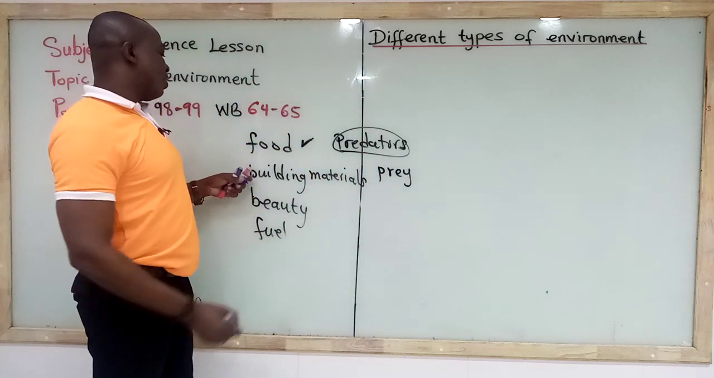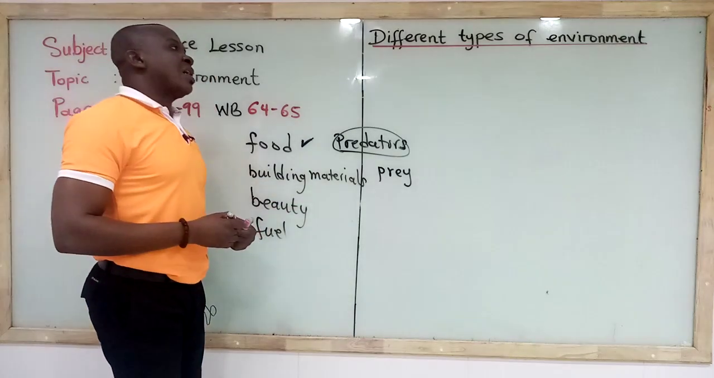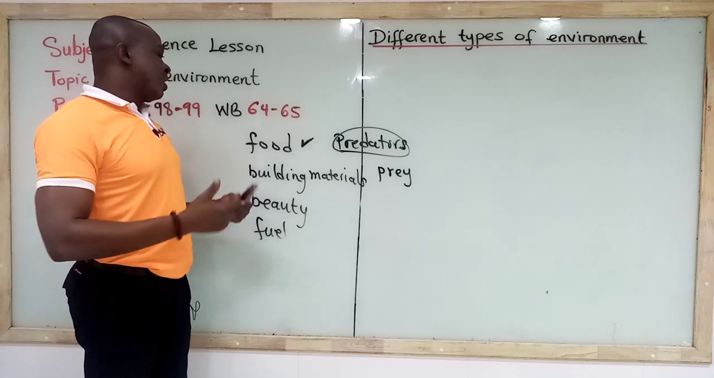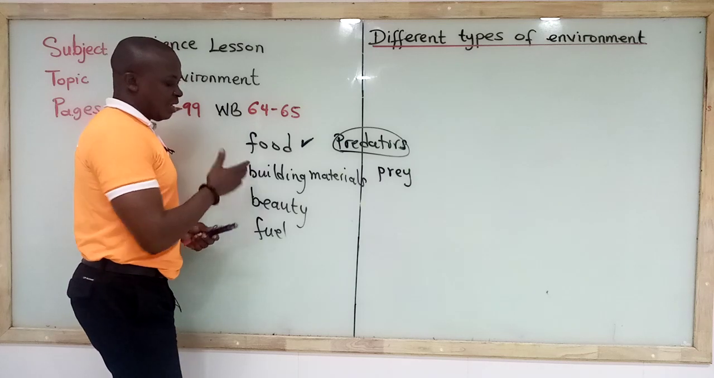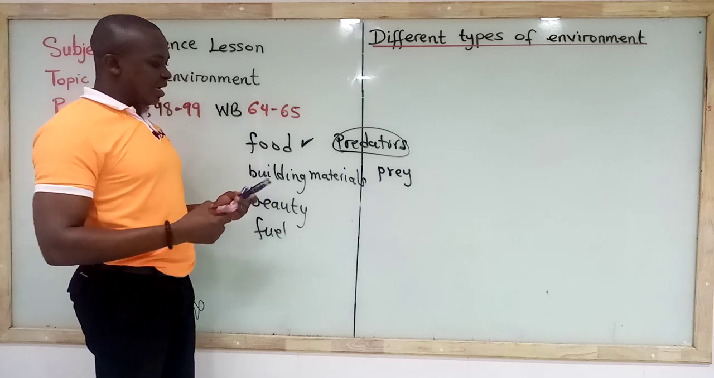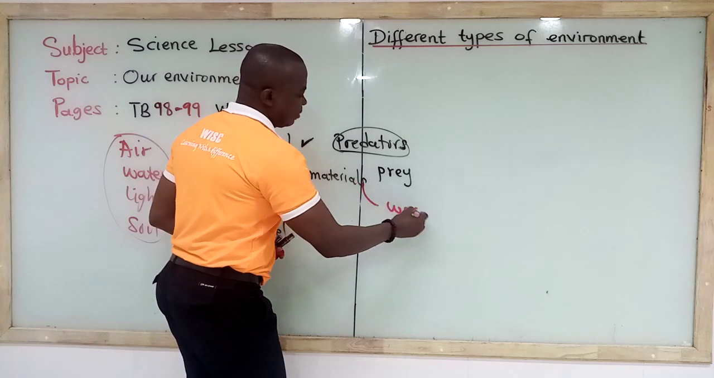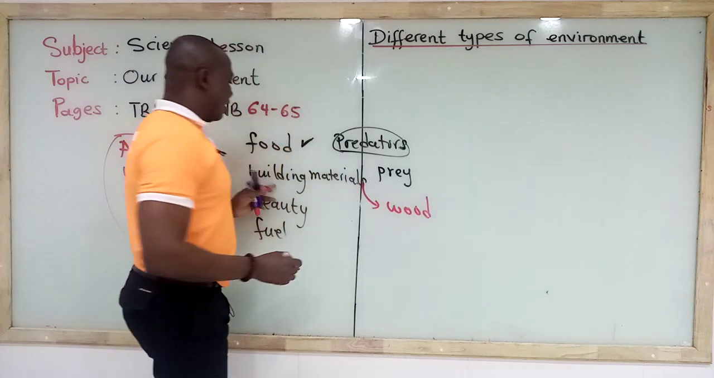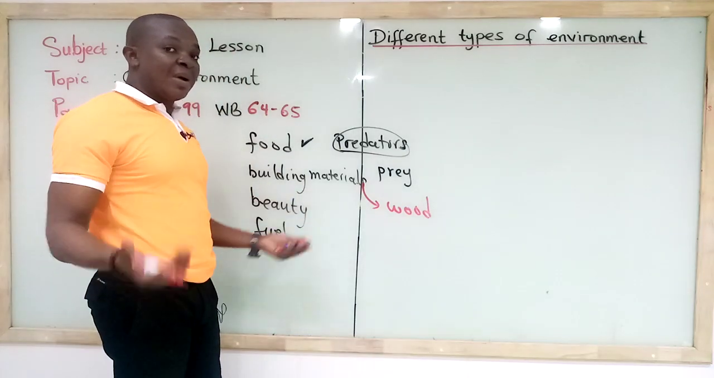And we talked about building materials. Living things live in an environment, and this environment provides us with building materials. What are the building materials that we can get from our environment? We talk about wood. We get wood from the environment to build our houses.